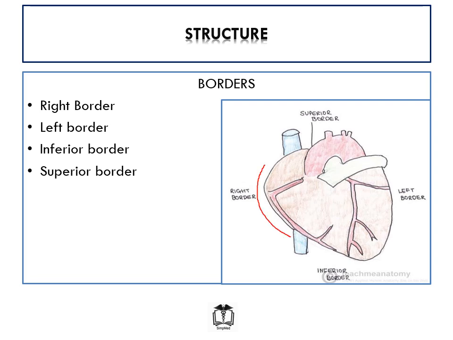That right border is formed by the right atrium, and it extends from the superior vena cava here down to the inferior vena cava here. So you can see that the entire right border is an extension of the superior vena cava to the inferior vena cava, and is formed largely by the right atrium.